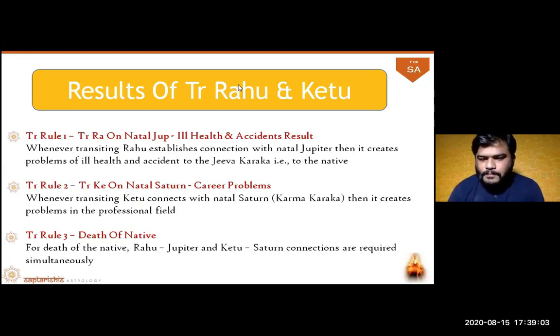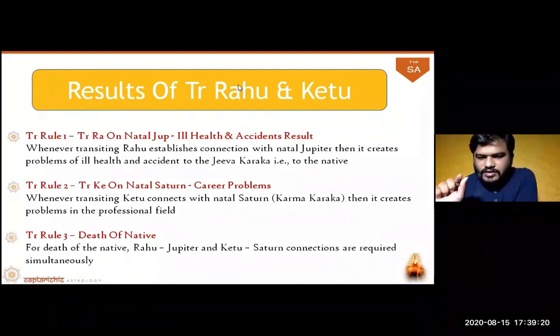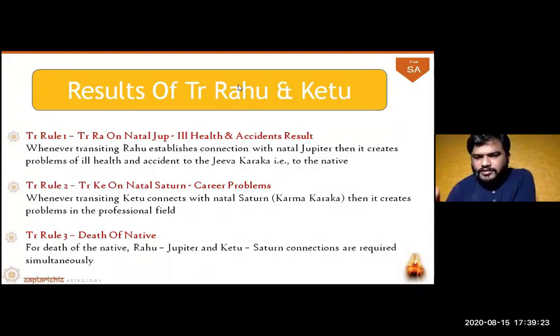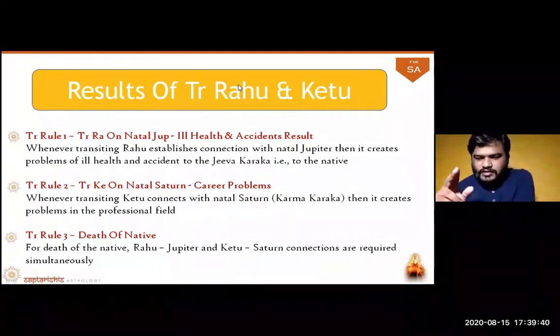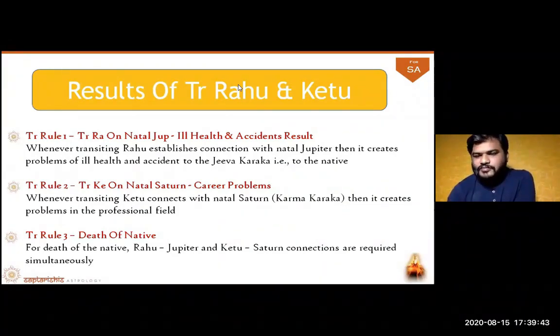Suppose only rule two is satisfying, it means a general problem with career, not death. But when Saturn and Jupiter both are getting affliction in the transit, it means Jiva Karaka and Karma Karaka both are afflicting. So that's why death happens in the third rule. Never apply rule three only for Ketu independently. You have to consider both. That's why karma and jiva both are important.